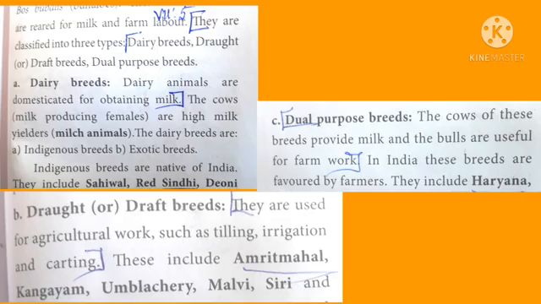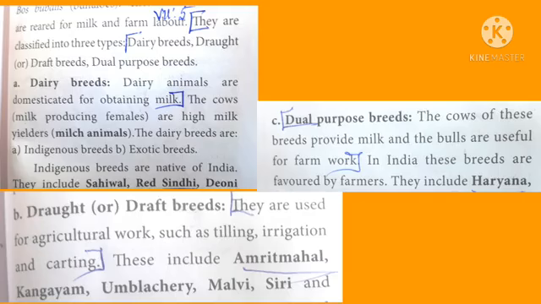Dairy breeds, draught breeds, dual purpose breeds. Mark it. First, dairy breeds: first 2 lines, till obtaining milk. One example, mark it: Sahiwal. Next, draught breeds: first 3 lines, till carting, irrigation and threshing. Next, one example, mark it: Amrit Mahal or anyone, Kangeyam.